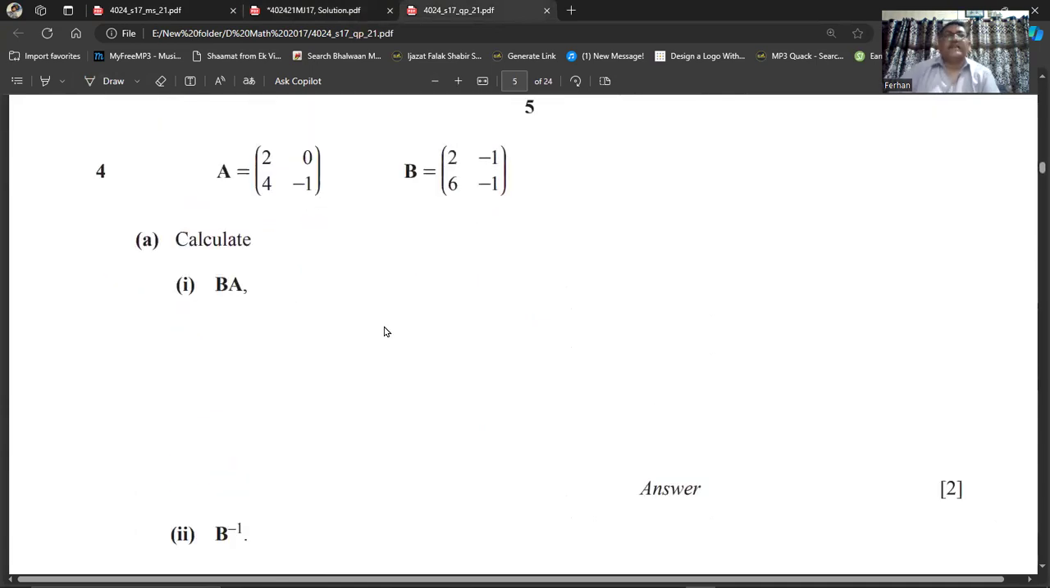The question number 4, he says a matrix A is 2, 0, 4, minus 1. The B matrix is 2, minus 1, 6, minus 1. The first, question number 4, A part, its first portion is find BA. So you have to write the matrix B and you have to multiply it with the matrix A.